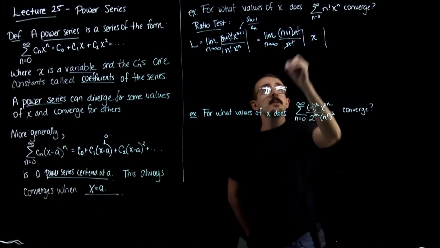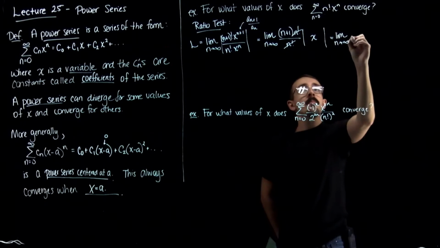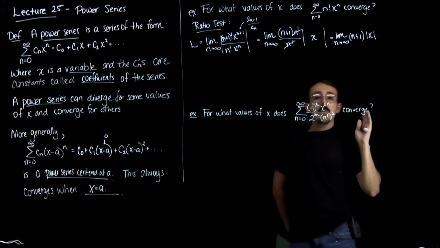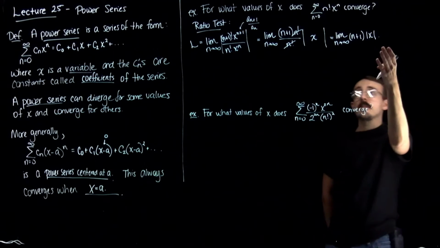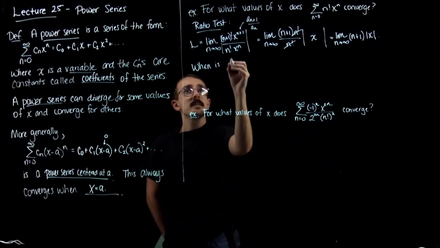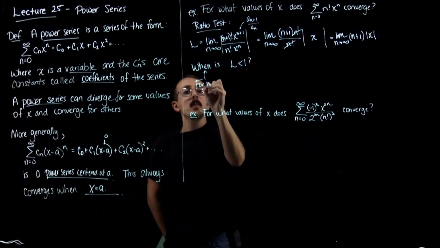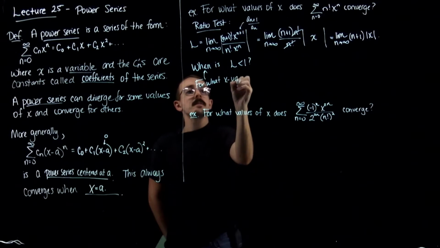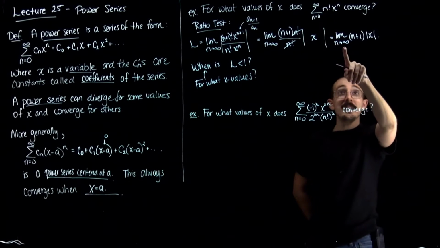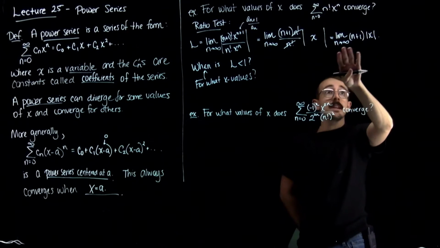So these n factorials also cancel, and I get the limit as n goes to infinity of n plus 1 absolute value of x. And now, for the ratio test, when does this converge? So you always have to ask your question, when is L going to be less than 1? And really, I should say, for what x values is that going to be true? Well, n is going to go to infinity, right? So n plus 1 is going to go to infinity as n gets large.